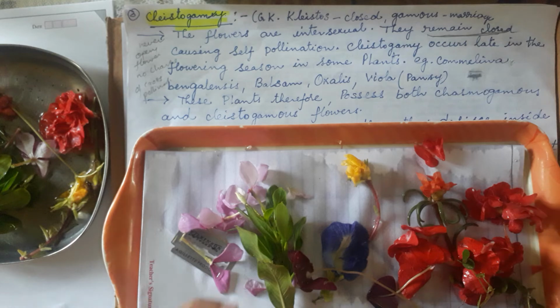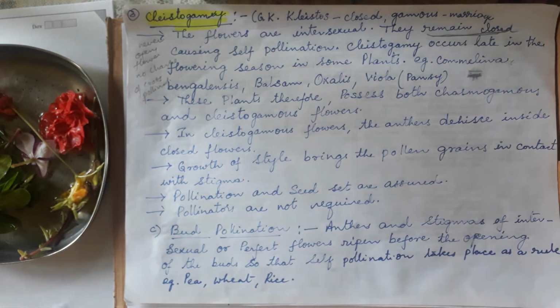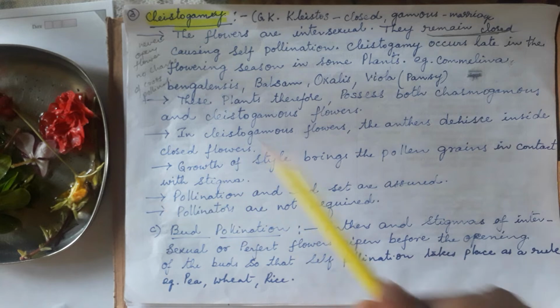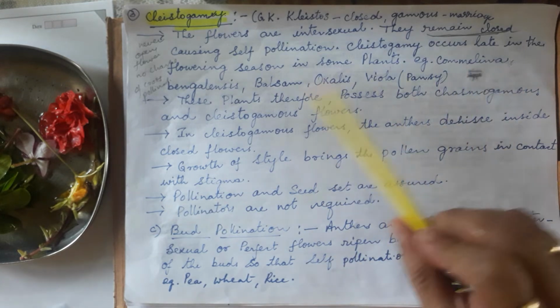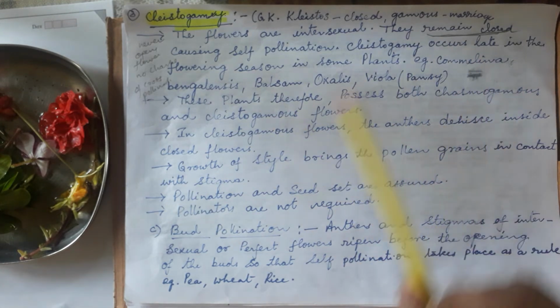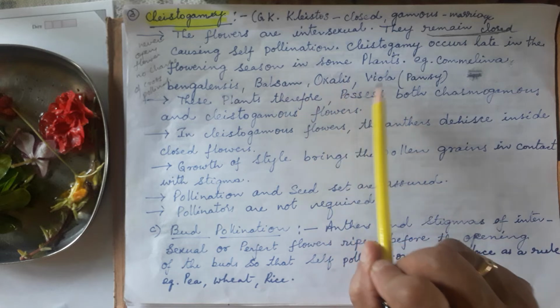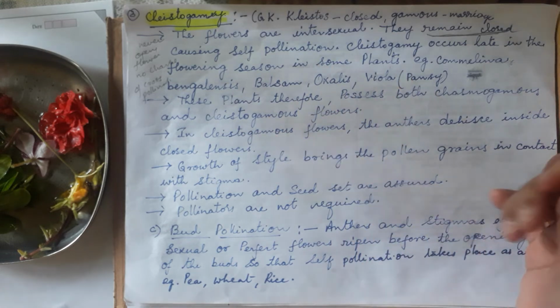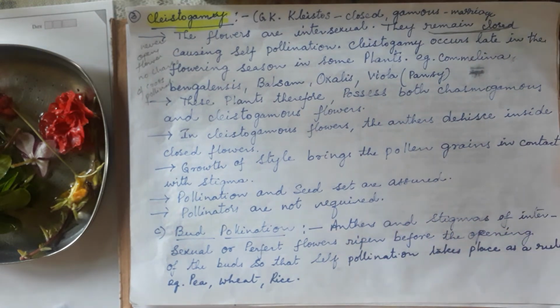Next one, pansy. Pansy means the flower looks like a butterfly shape. So now what are cleistogamous flowers? Examples are there. Commelina, it contains both cleistogamous and chasmogamous, and balsam plants, Oxalis, viola. Viola means pansy. Pansy means a butterfly-like flower will be there.